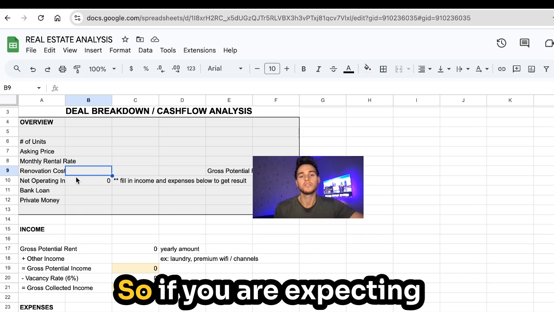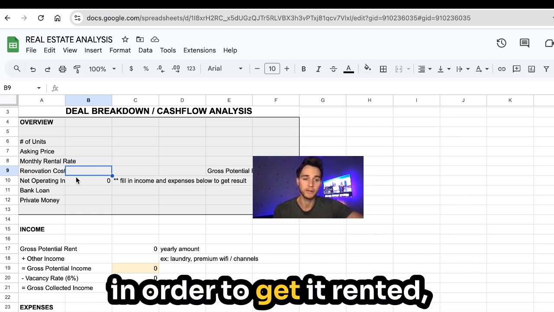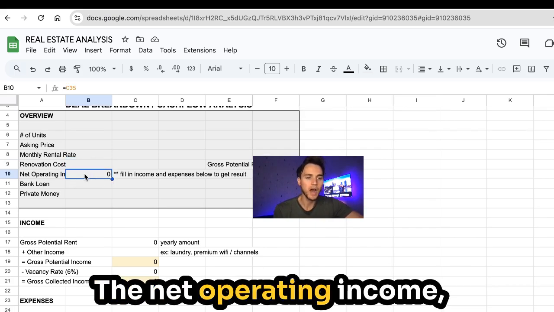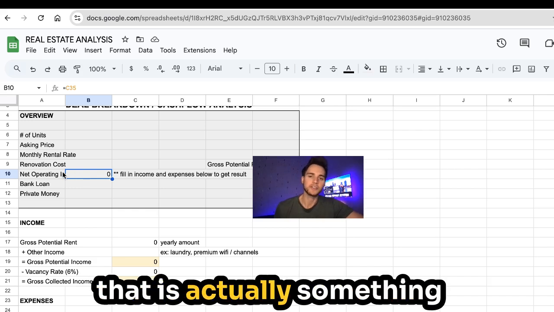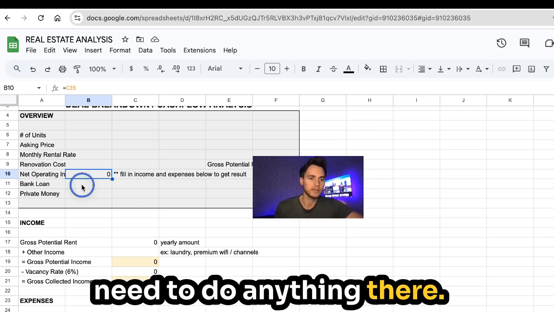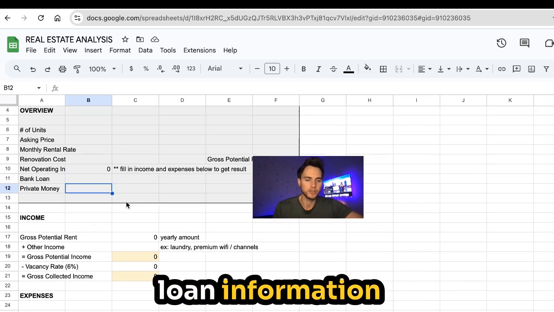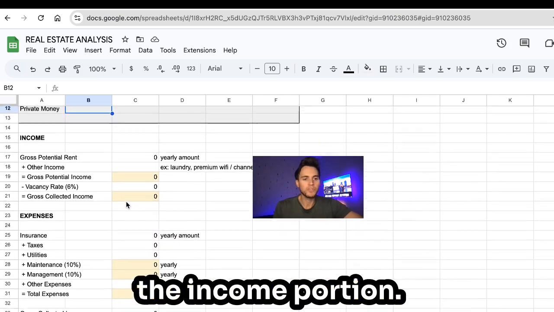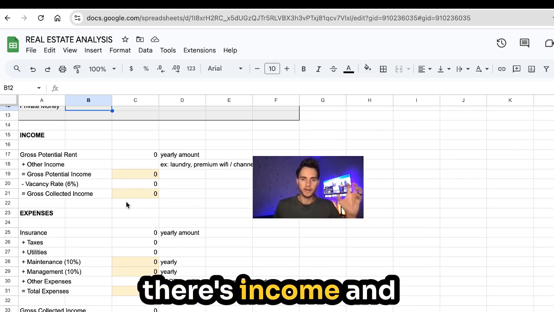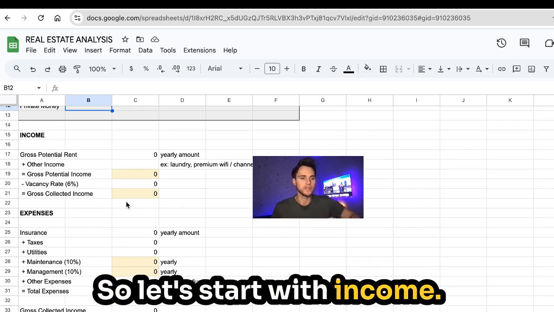Renovation costs. So if you are expecting to renovate this place in order to get it rented, you'd put the estimated total cost there. The net operating income, that is actually something that will auto-populate as we go along, so you don't need to do anything there. And then just bank loan information or private money. So let's start with the income portion, because when you're assessing cash flow, there's income and then there's expenses. So let's start with income.